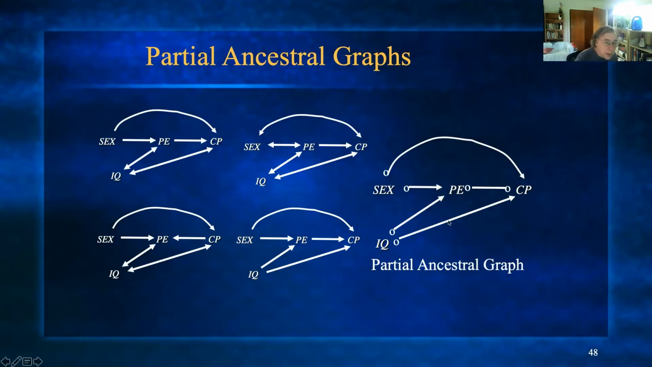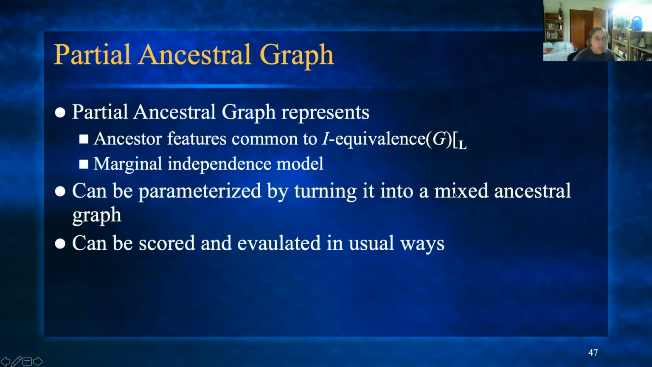The difference between this and the DAG case is that we can't tell whether there's a tail here, whereas in the DAG case, we would put in tails at each end, because once we put an arrowhead on one end, we have to put a tail on the other end. That's not true in a MAG.